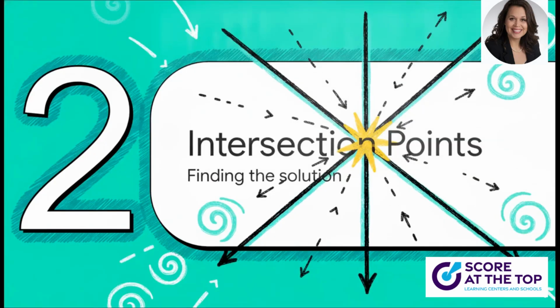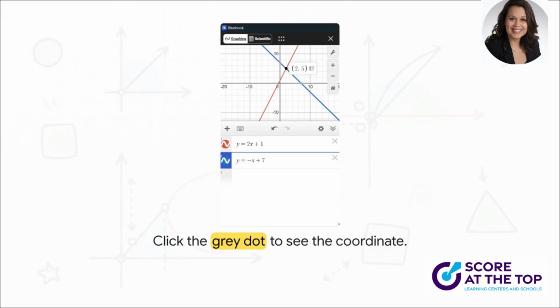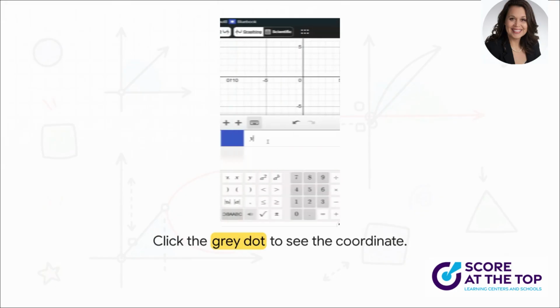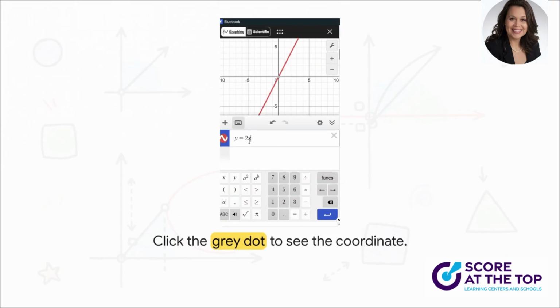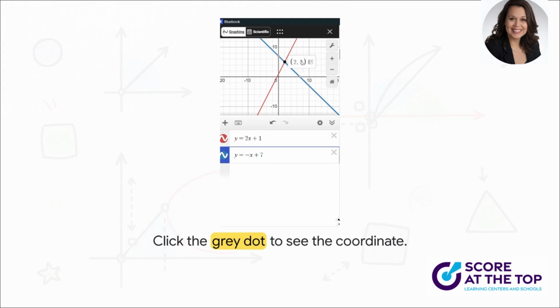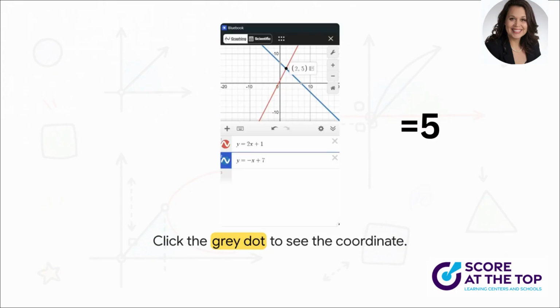Moving right along to Section 2, identifying intersection points to find the solution. So the main goal for these specific SAT problems is almost always finding that exact intersection. Why? Because that one single coordinate is the magic key that solves both equations. Once you graph them, you don't even have to guess. Just look for the little gray dot where the lines meet. You click it, and boom, it instantly reveals the coordinate. In this case, they cross exactly at 2, 5. So x equals 2 and y equals 5. It really is that simple.